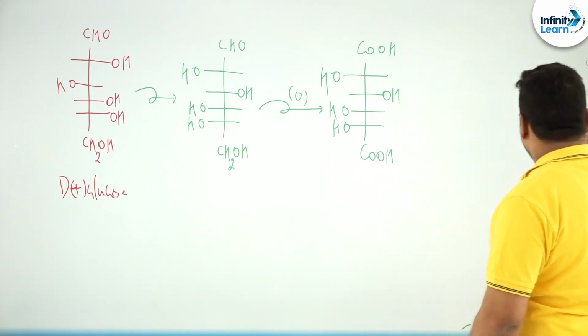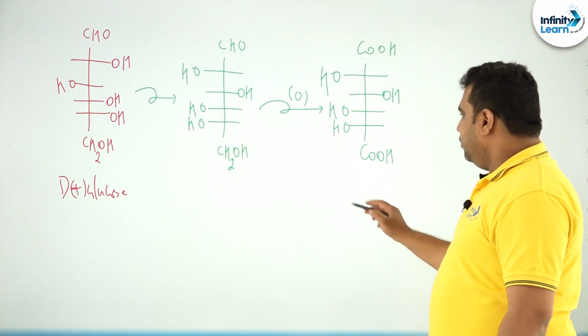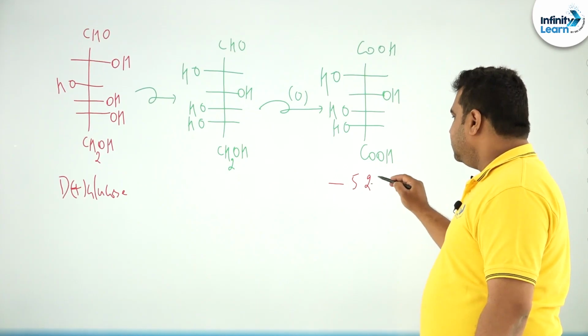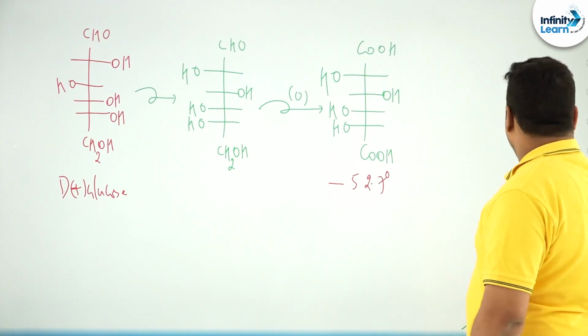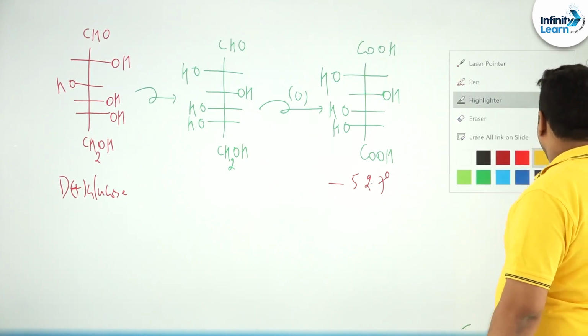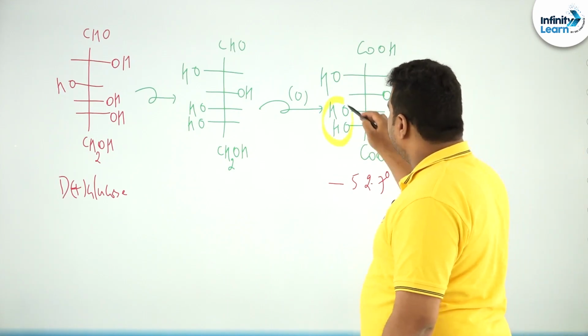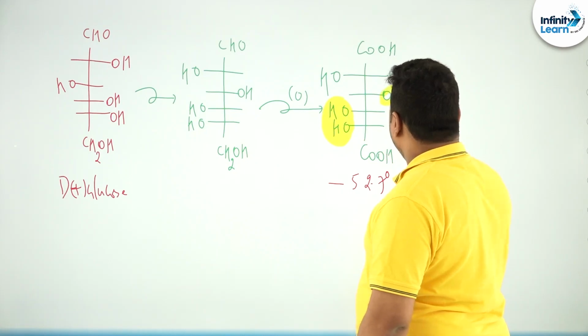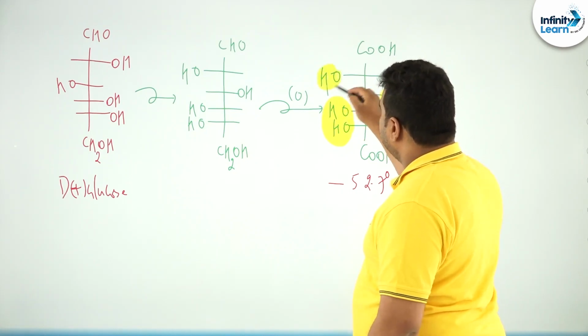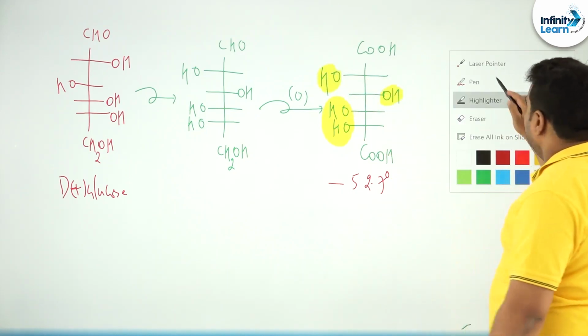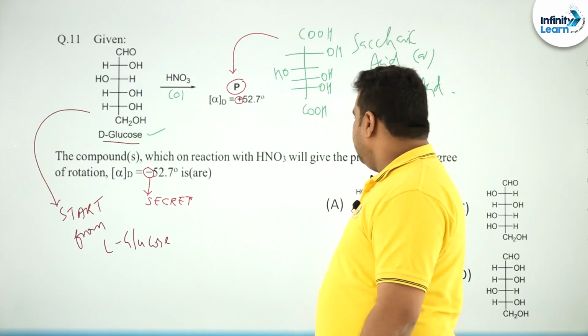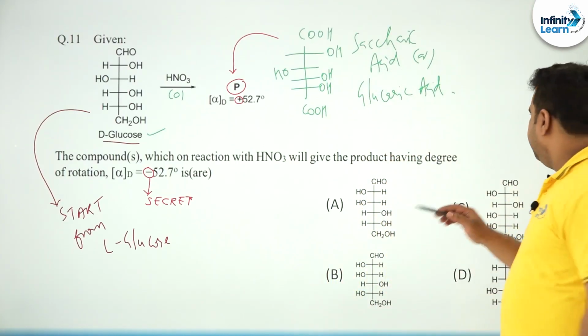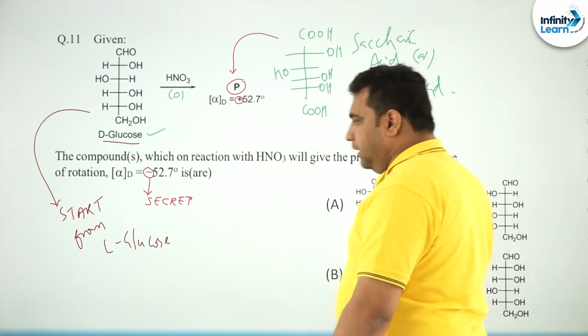Got it? And this will be the compound which is going to show you minus 52.7 degrees. Oh, so here one second, yeah. Here you can see where the OH groups are. They are very important. So you have to search for the OH groups responsible for the levorotatory in this given option. Already the key is with you, you know the answer. Got it? Right.